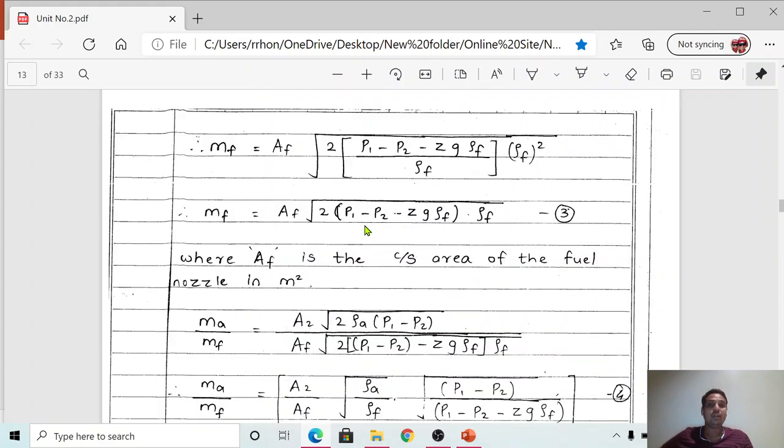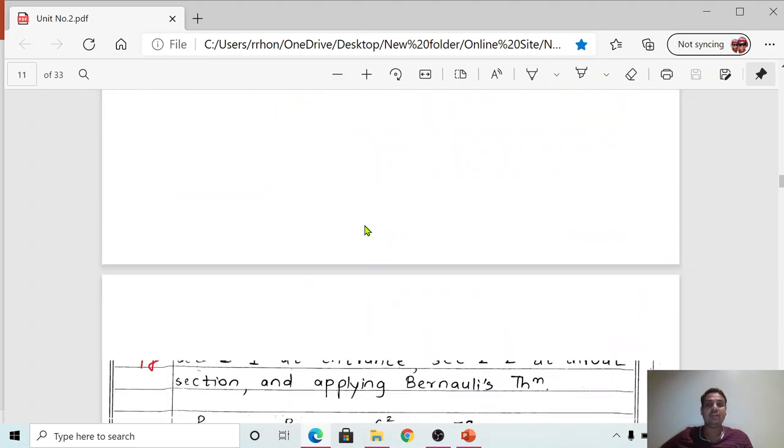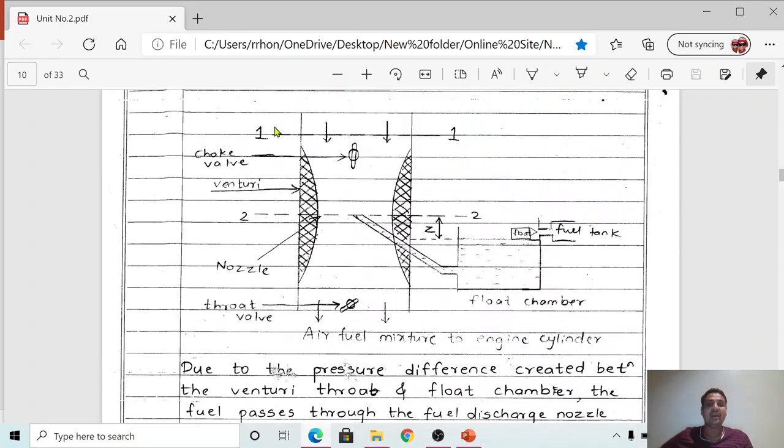What is the meaning of this? As air enters from this side, from the entry section, and comes inside the venturi, it will get compressed.